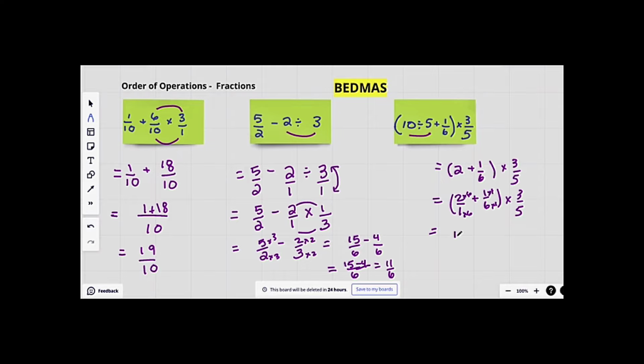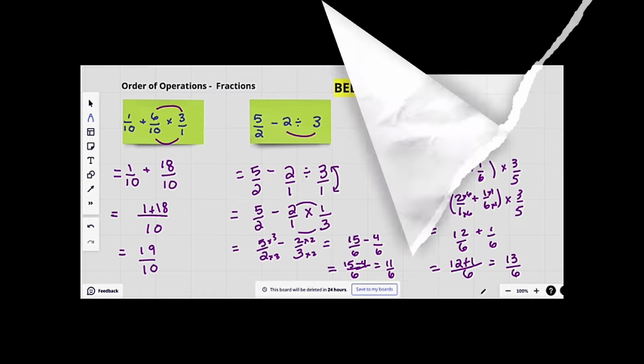So 2 times 6 is 12 over 6, plus 1 times 1 is 1, 6 times 1 is 6. Now we have a common denominator, so we can go ahead and add. So we've got 12 plus 1, which is the same as 13 over 6.